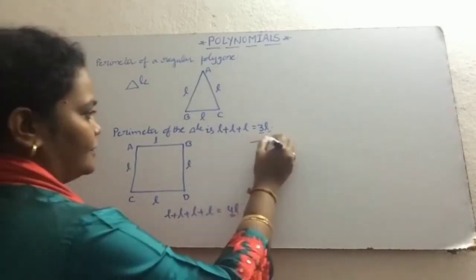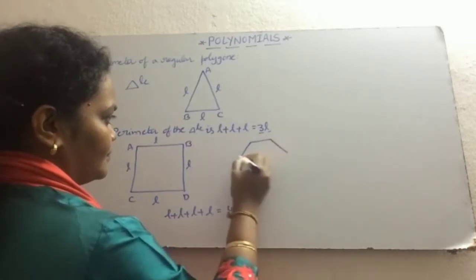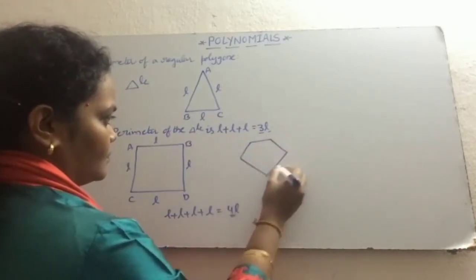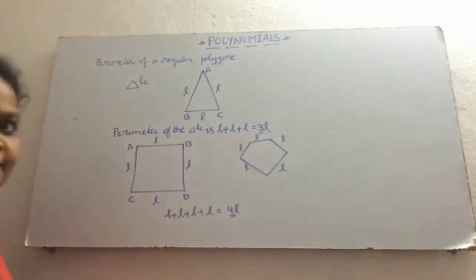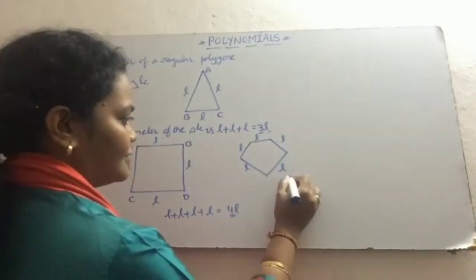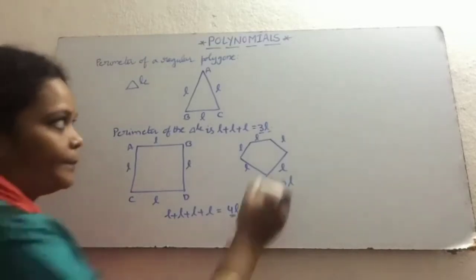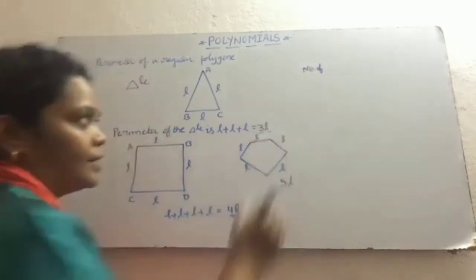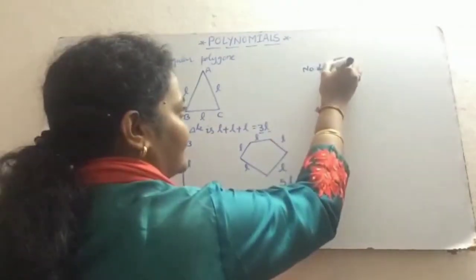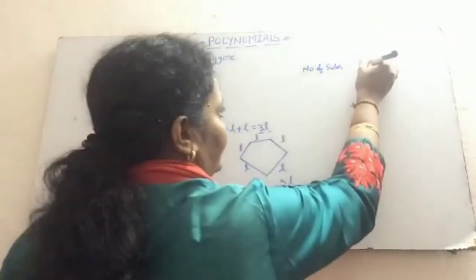Similarly, if we take a pentagon, that means 5 sides, and I take the length L here also, the perimeter is 5 times the length. Now if we observe the number of sides and the perimeter.